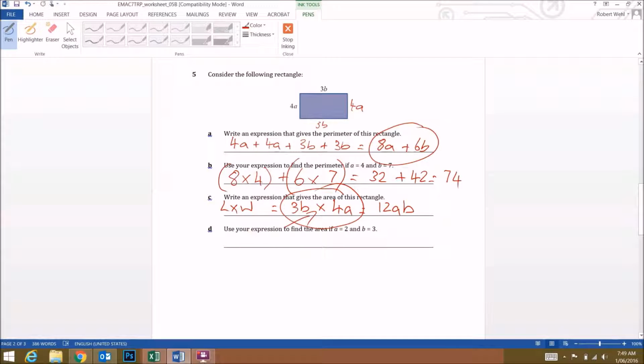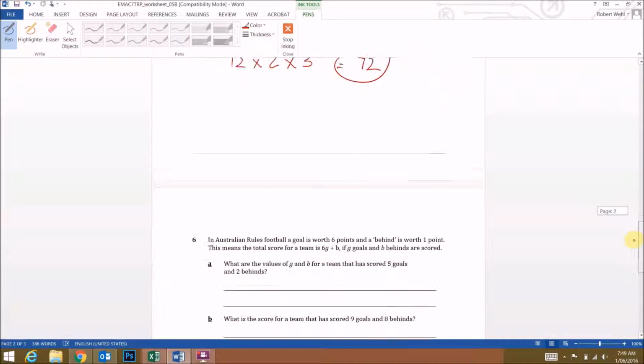Use your expression to find the area if a equals 2 and b equals 3. So here I go, 12 times 2 times 3, because a equals 2, b equals 3. 12 times 2 is 24, and 24 times 3 is 72. So 72 there would be my answer.